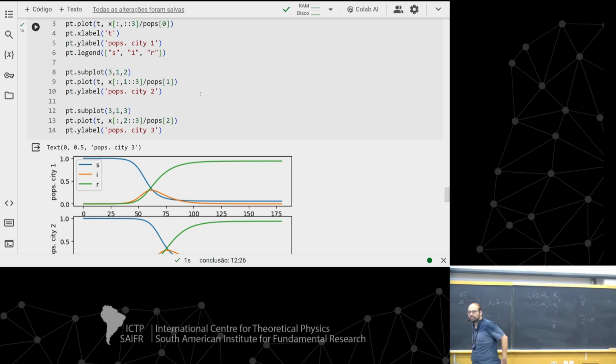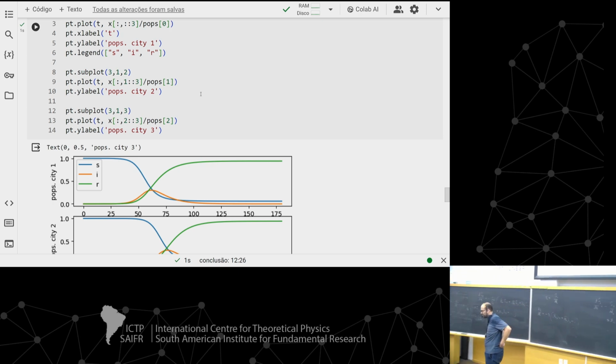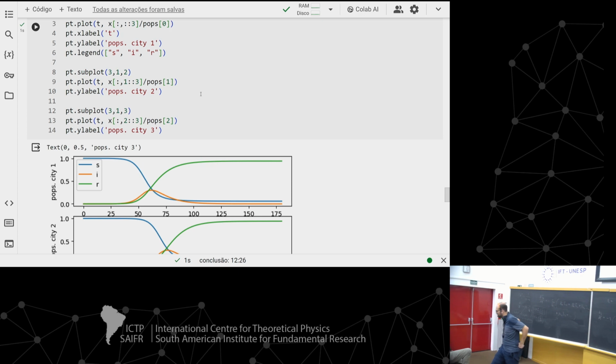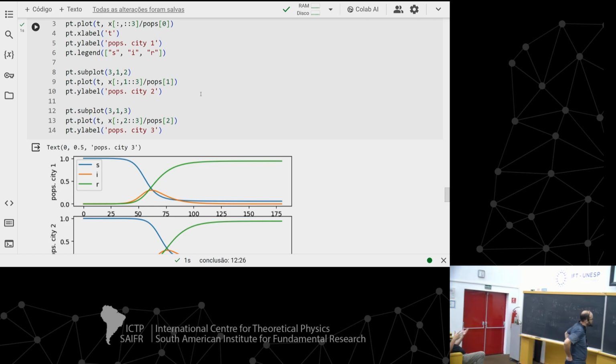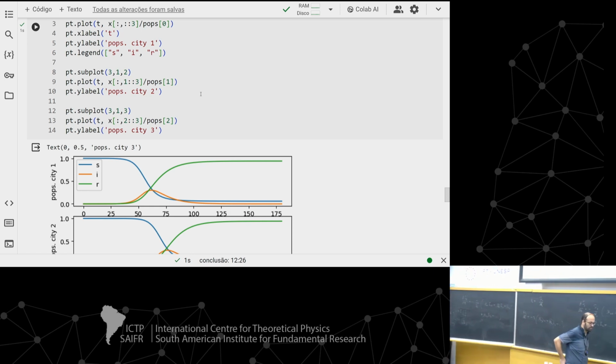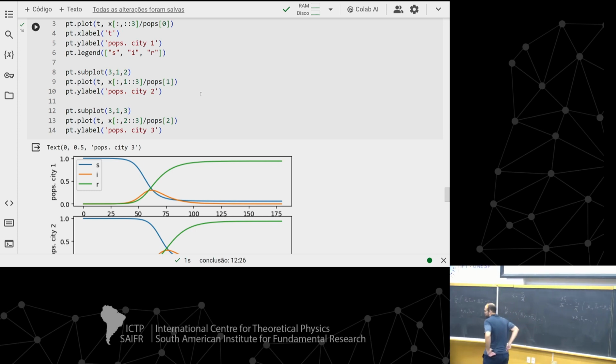More questions? Just to mention that in cities you could more easily have time variation of the contact between cities. Yeah, that's also true. And age structure matters at longer time scales.